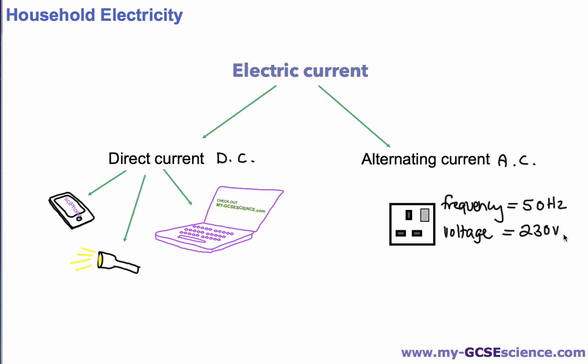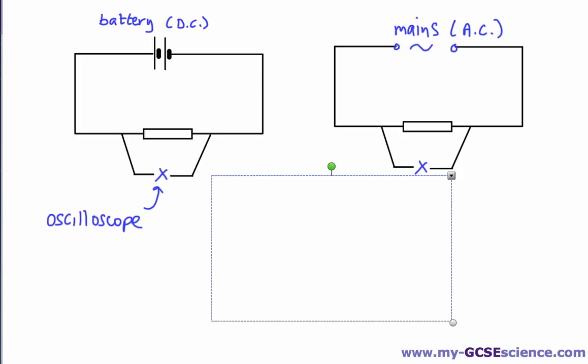Okay, two important bits of information that you need to remember. So the frequency of 50 hertz, voltage of 230 volts, and an alternating current supplied by your mains electricity. Now let's have a look at a couple of graphs. Circuits that we could use to look at alternating and direct current a bit more.